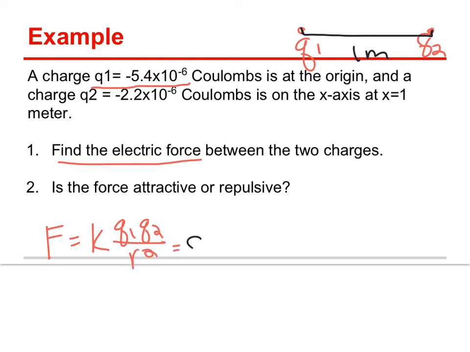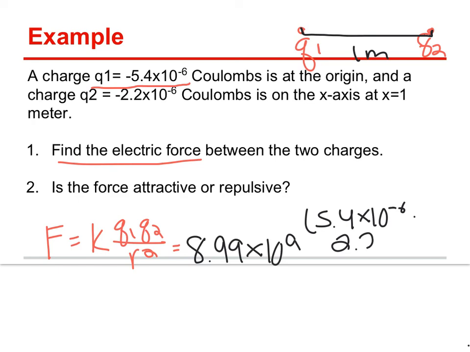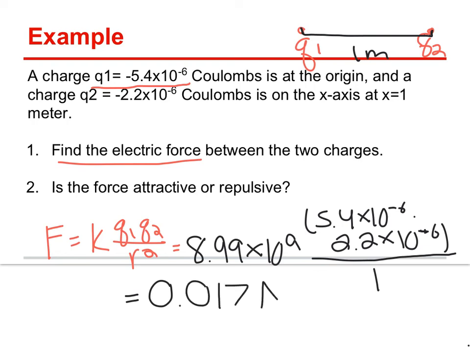Now I just need to plug in my numbers. So I have 8.99 times 10 to the 9th multiplied by the two charges that were given. Now remember, they are going to be my absolute values, so I can just make them positive. It's over r squared, which is just 1. If I multiply all these out, I'm going to get a force of 0.017 newtons. The last question: is the force attractive or repulsive? Well, these are the same exact charge, so it's going to be repulsive.